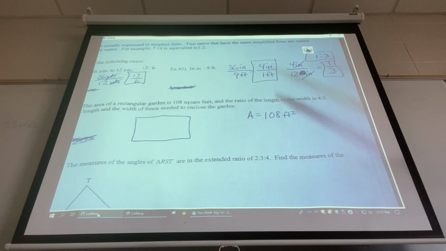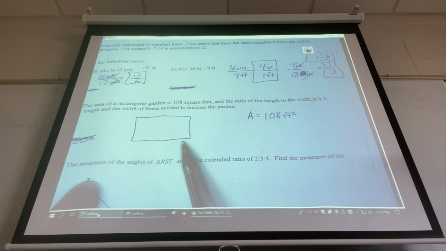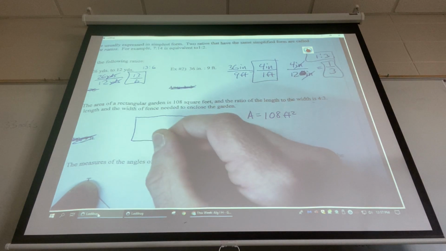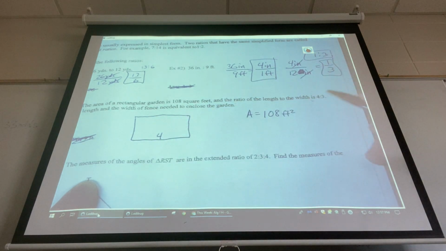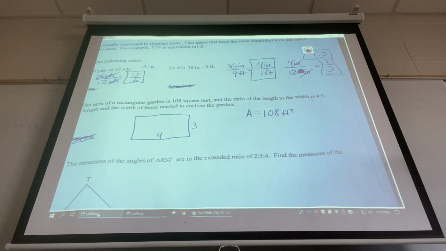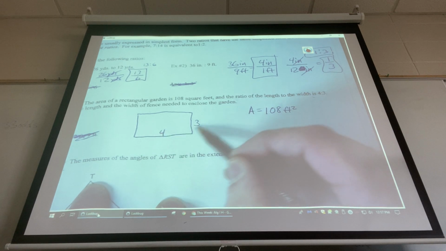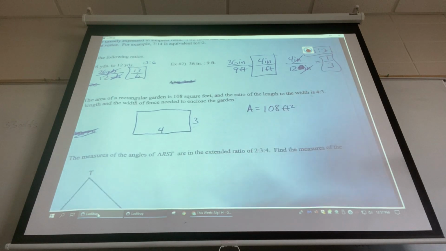So maybe you say this is the length. I could also see how it can be the width, right? Doesn't matter. But go ahead and put the 4 with the side that you think is the length, and a 3 with the side that you think is the width. Well, here's the thing. This side is not 4 units long. This side is not 3 units long. So we're going to have to figure this out.